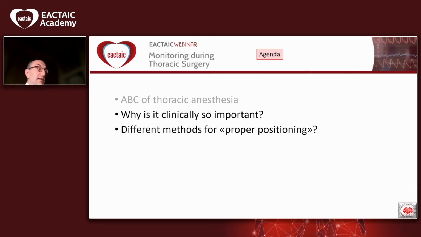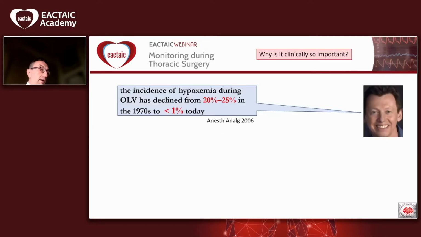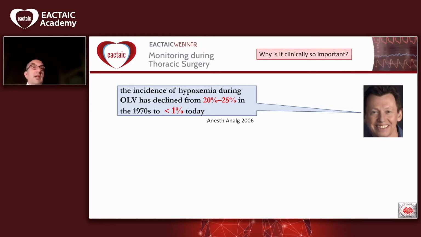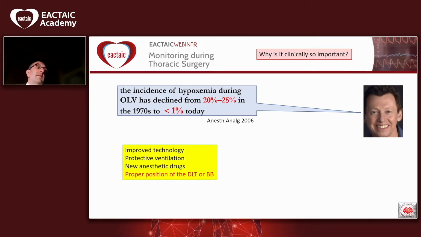The next question is, why is it so important to have a proper positioning of the airway device? In the 1970s, hypoxemia was a very common, very challenging problem of one lung ventilation. This is Peter Slinger, by the way. It was assumed that shunt was the most probable reason of hypoxemia. Of course, shunt is still a very important and very common reason, but we have seen that probably the inappropriate position of the airway device was a more common and important reason.